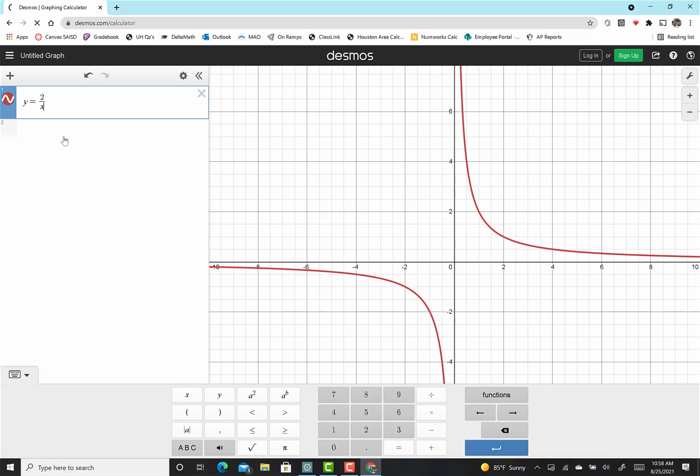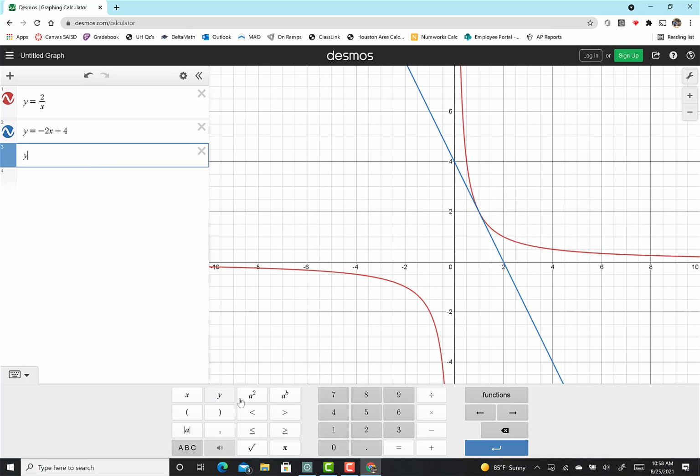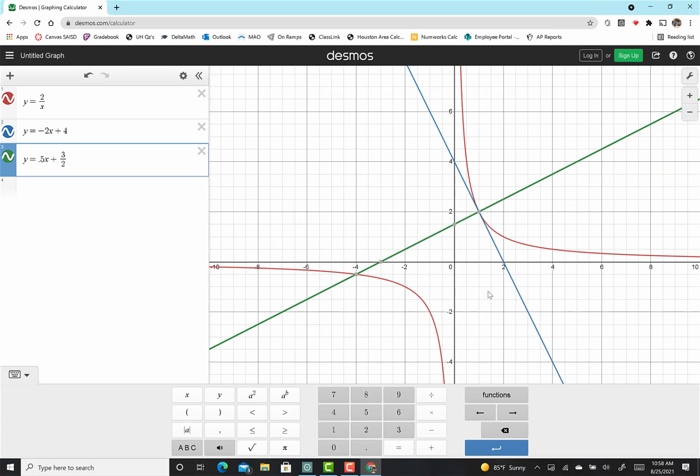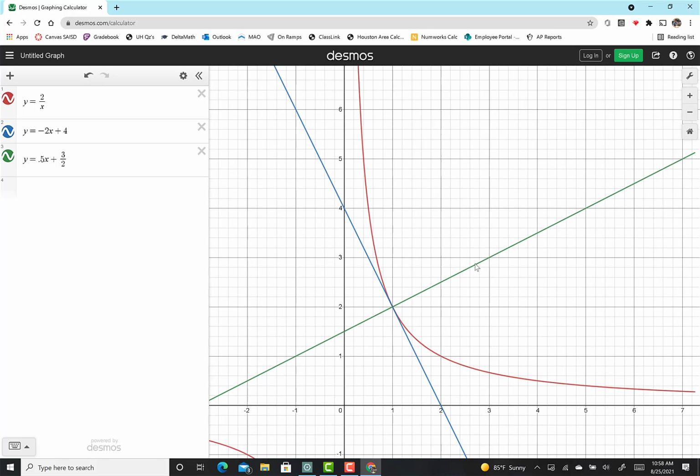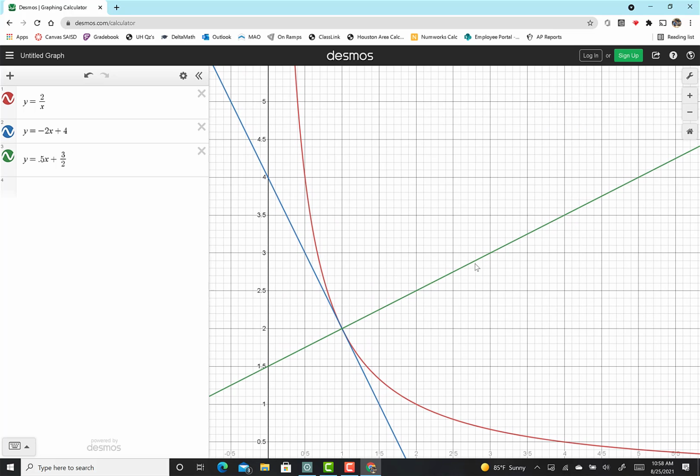So there it is. Give me my tangent. y equals negative 2x plus 4. Yeah, look at that. That definitely looks like a tangent. All right, give me my normal. y equals 1/2 x plus 3/2. Look at that. That definitely looks like a normal. See that right there, guys? Isn't that pretty cool? Yeah, it's actually really cool.